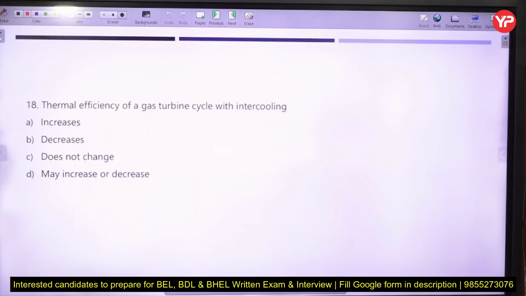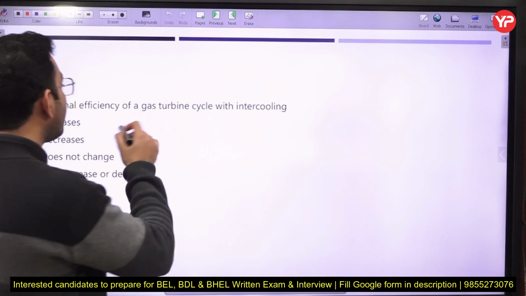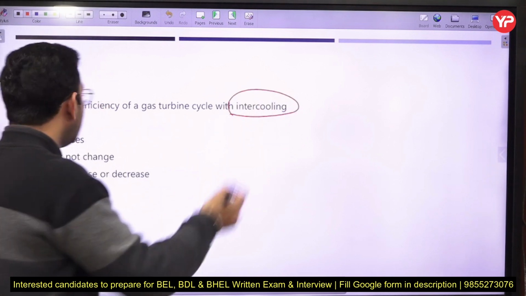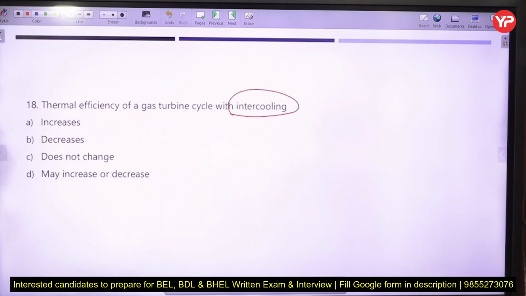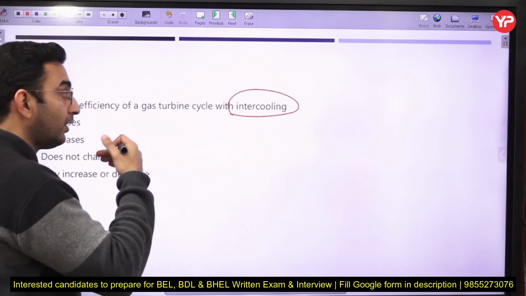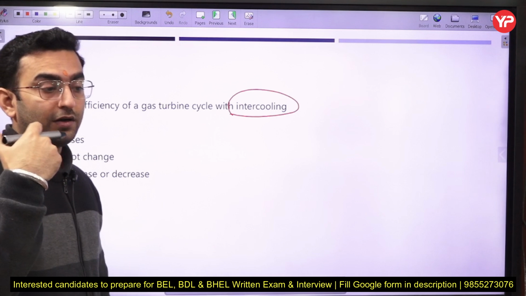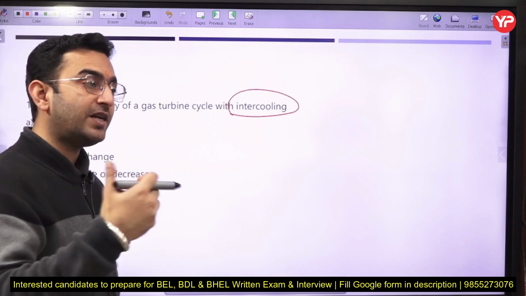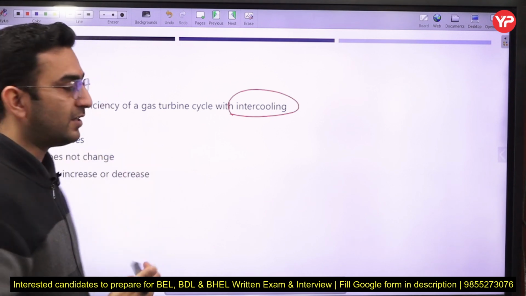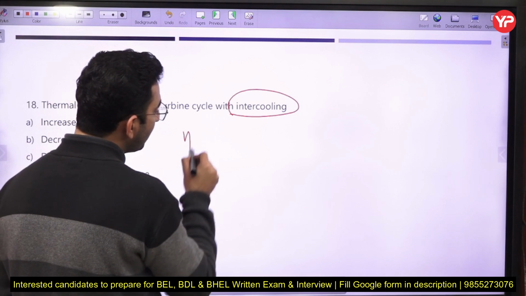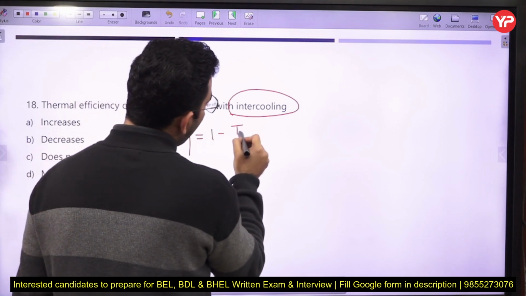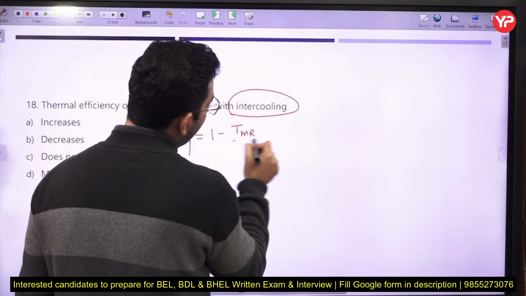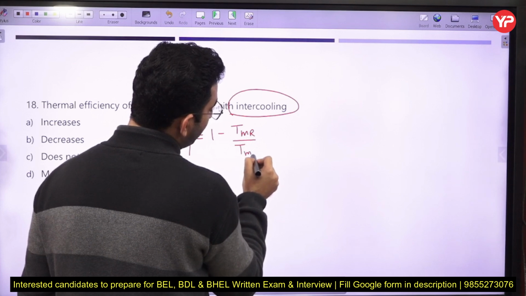Next part, thermal efficiency of a gas turbine cycle with intercooling. Now what is the effect of intercooling on the thermal efficiency of a gas turbine? In this case again, you have to see the effect of the mean temperature of heat addition as well as the mean temperature of heat rejection over the efficiency. So again I am writing the formula of the efficiency in terms of mean temperature of heat rejection divided by mean temperature of heat addition.